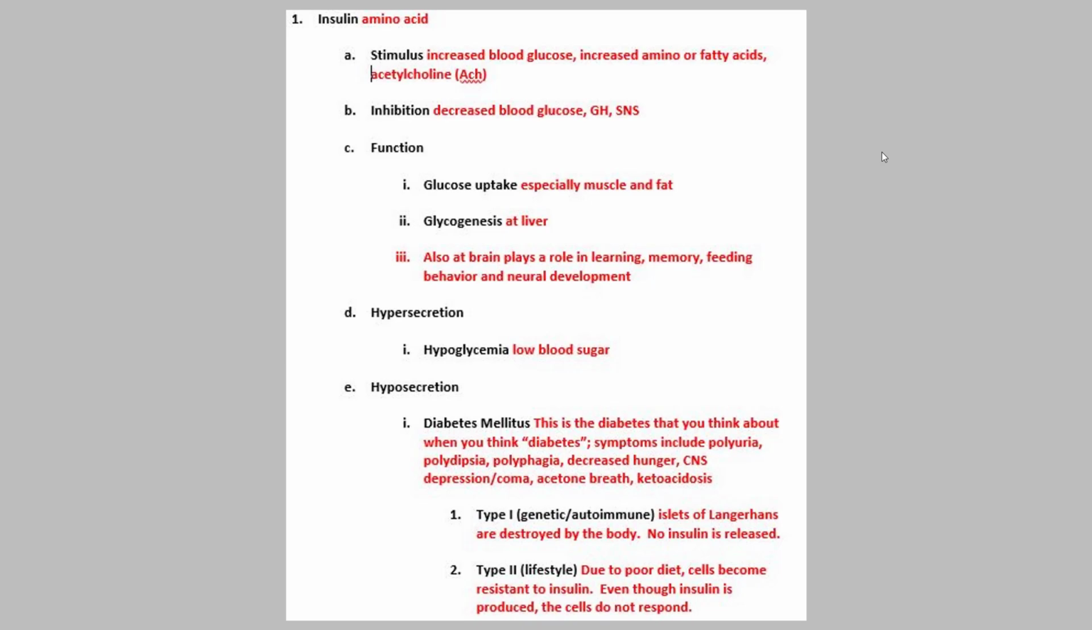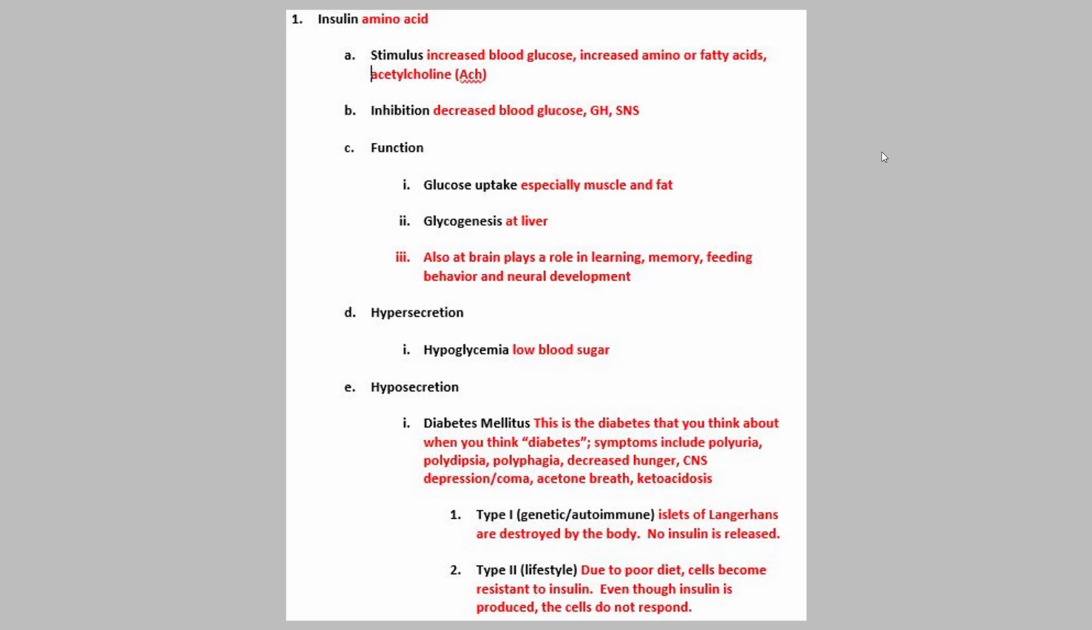And insulin is an amino acid based hormone. So remember, it will only be able to target cells that have receptors for it because it's an amino acid based hormone. What is it that causes it to be released? Well, first, a rise in blood glucose. When your blood sugar goes up, the amino acid hormone insulin is released.